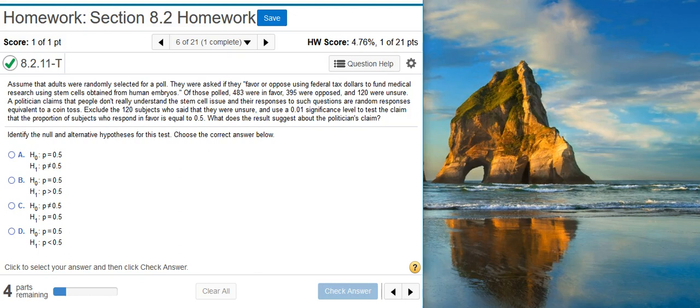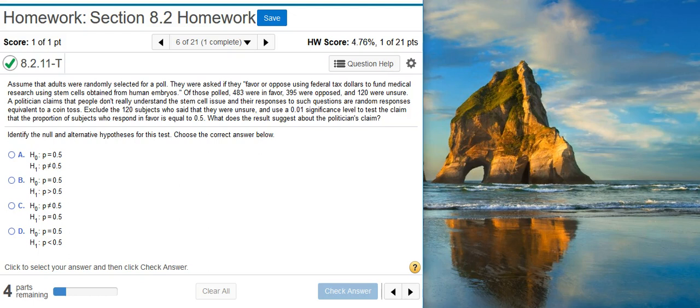Today, we're going to learn how to perform mean hypothesis testing on a politician's claim of survey results. Here's our problem statement. Assume that adults were randomly selected for a poll. They were asked if they favor or oppose using federal tax dollars to fund medical research using stem cells obtained from human embryos. Of those polled, 483 were in favor, 395 were opposed, and 120 were unsure.